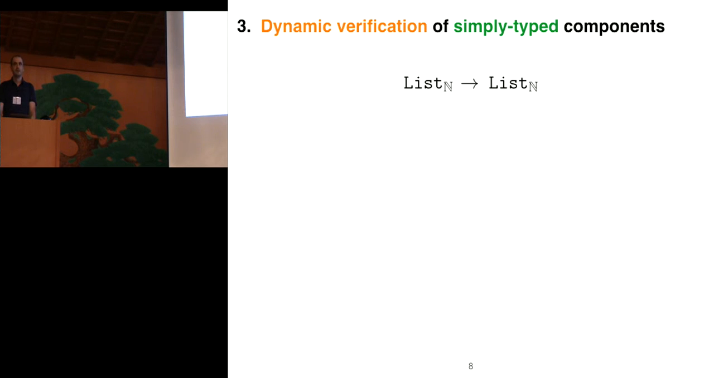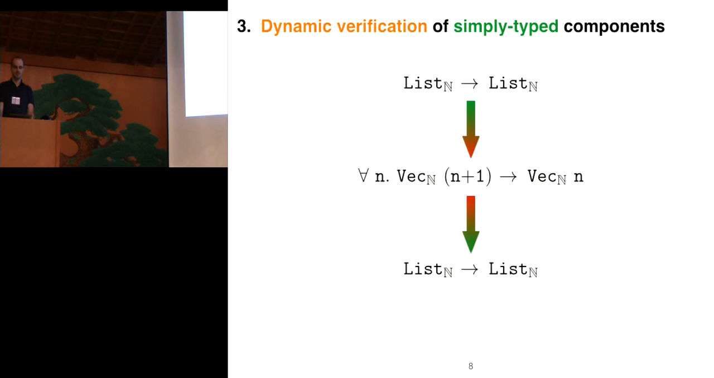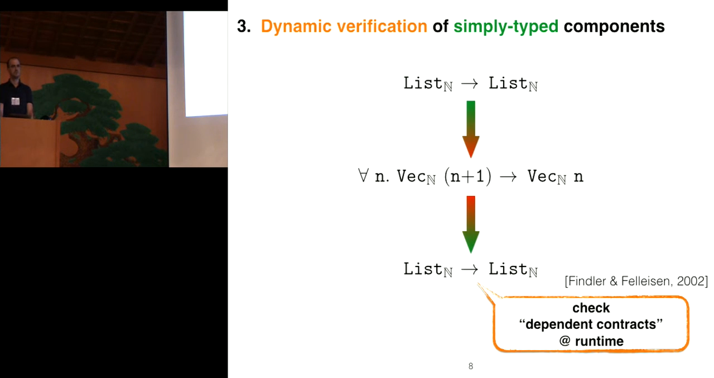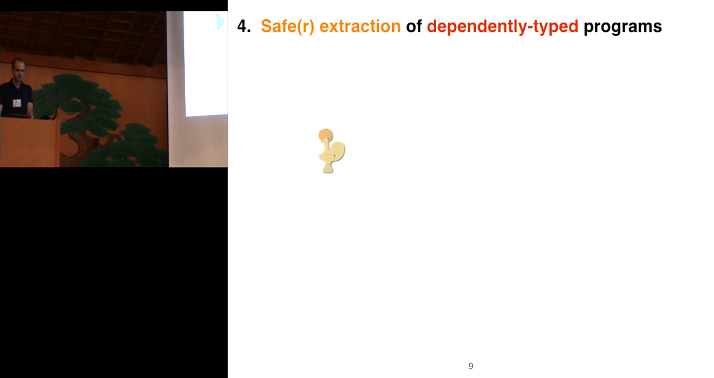OK, we can combine both lifting operations by starting with a list-to-list function, lifting it to a dependent type signature, and lifting it back to a list-to-list function. And by doing that, what we've basically done is to embed checking of dependent contracts, as in Racket, basically, but by going through a type signature. OK, so that was the third case. And the fourth case is extraction of dependently typed programs.